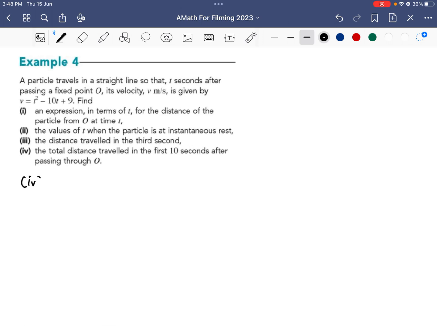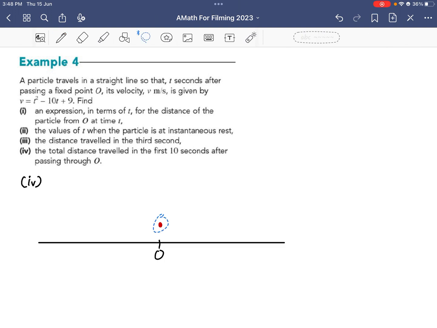Okay, part 4. The total distance traveled in the first 10 seconds. So I think it's best if we represent this using a diagram. Now, if you remember, the particle will turn. When does it turn? At 1 and 9. So at 1 second, it will come here, it will U-turn, go all the way to 9 seconds, U-turn, then it will go back here again. Okay, I repeat one more time. First, it starts moving, 1 second U-turn, 9 second U-turn, then it starts moving the other way already.